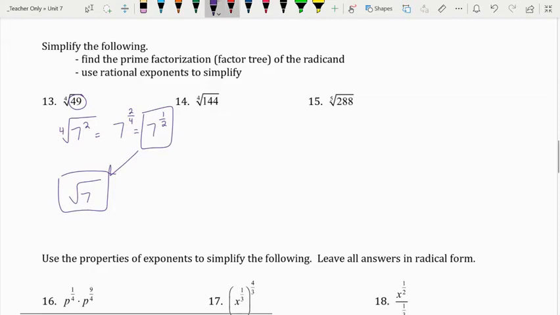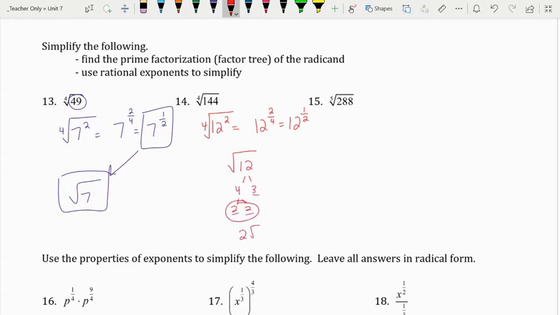Same rules apply on the next one. 144, we know that's actually 12 squared. So we have the fourth root of 12 squared, which is really 12 to the 2 over 4, which is 12 to the 1/2. So we're really at the square root of 12. Now, from here, yes, we could be done, but this one we can actually break down into 4 times 3, 2 times 2. So we get 2 root 3 as my final.